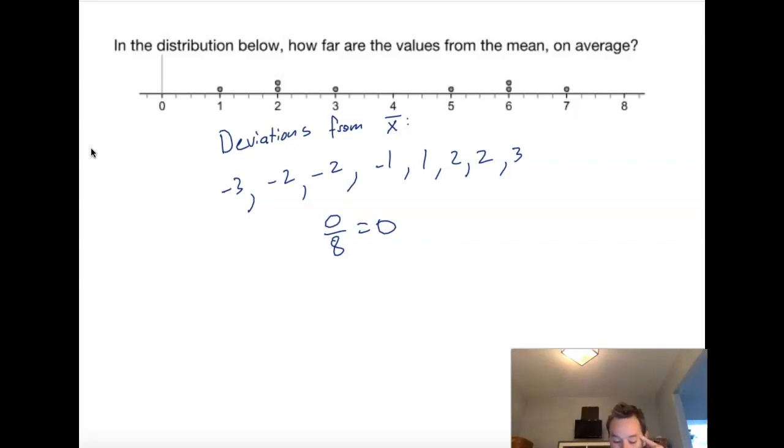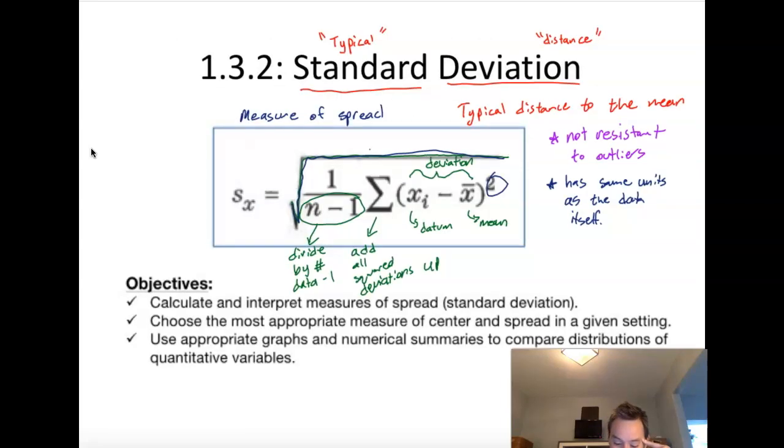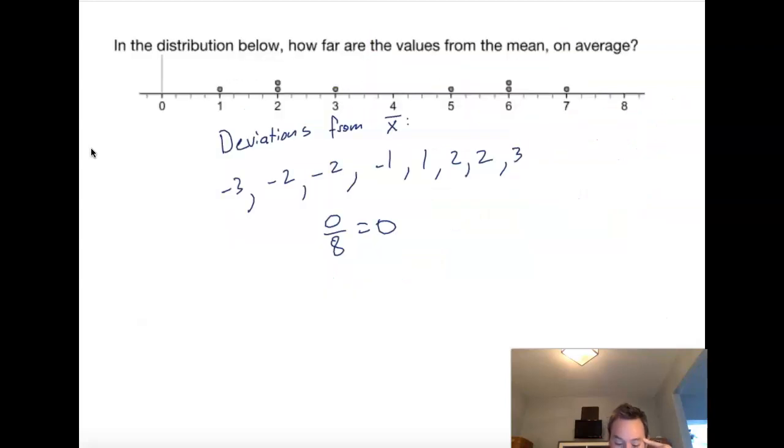So what they do to get around that is they take these deviations and they square them. And so that's going to make all of the negatives now positive. Then we can add them up. Then we can divide by something. Now, they don't actually divide by the number of data. They divide by the number of data minus 1. And there's technical reasons for that that are beyond the scope of this class. But they're essentially taking an average, and then they take the square root at the very end to undo squaring the units.